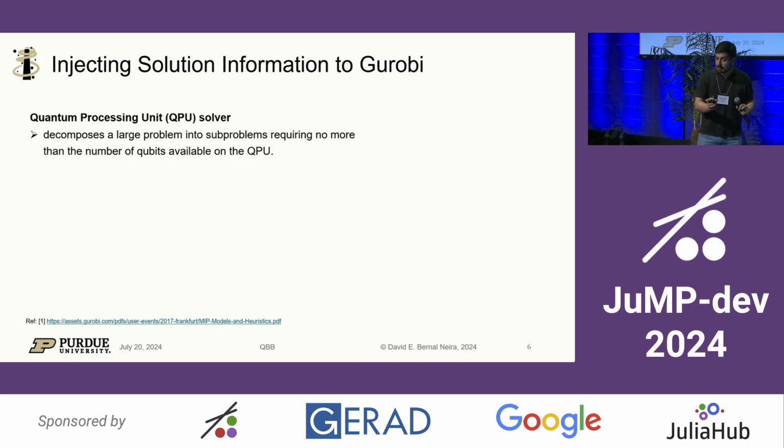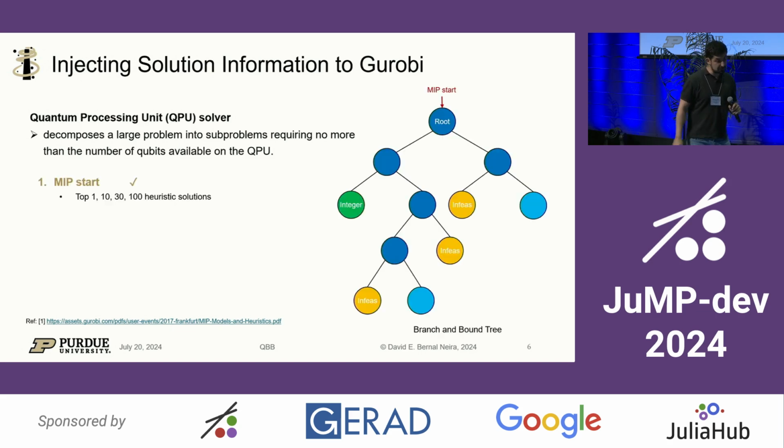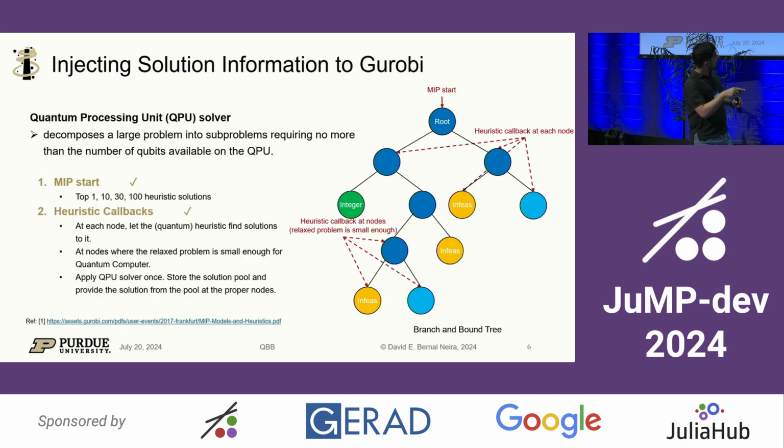So we're sort of limited by the size that is given by these devices. So anyway, let me just cut to the chase because I don't have much time. We're going to provide the solution at the root, and then we're going to use heuristic callbacks either at each node or after certain conditions have been satisfied. In particular, we care whenever we have dug deep enough into the branch and cut tree such that the subproblems become the size that you can solve on a quantum annealing method.